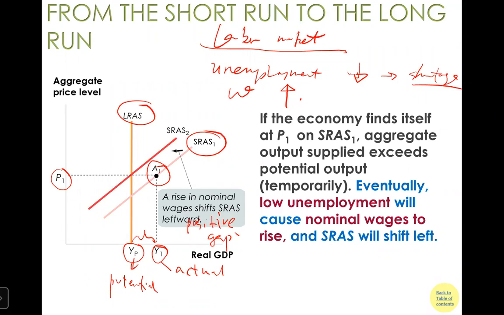Now immediately you can see the aggregate supply will adjust until we hit this point. Or in other words, we are back to our potential, back to normal, right? So this is what happens if we overreach or overproduce, right?